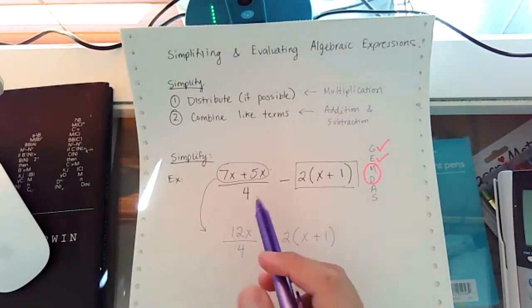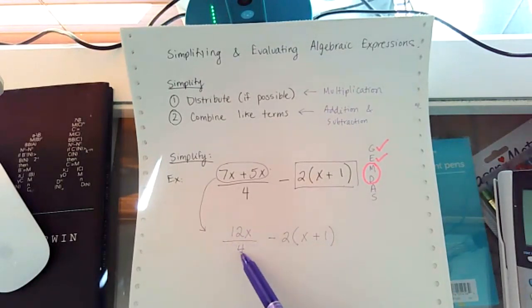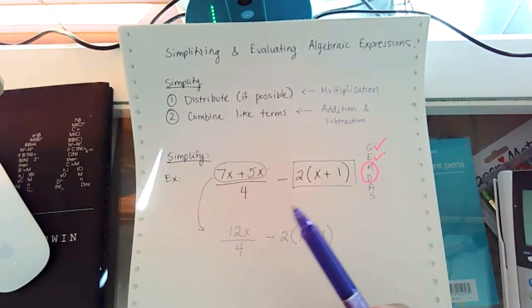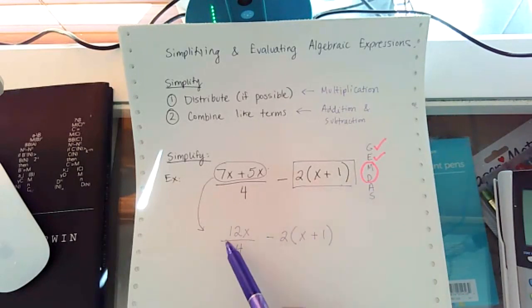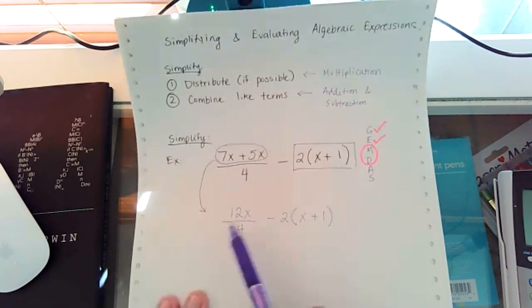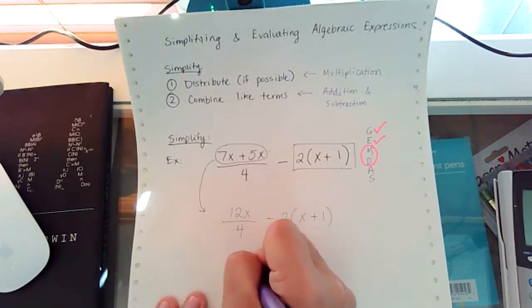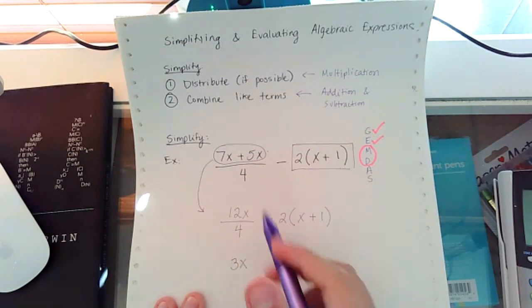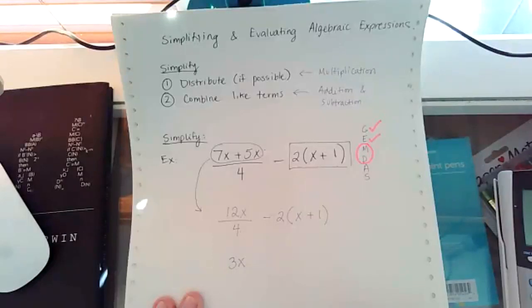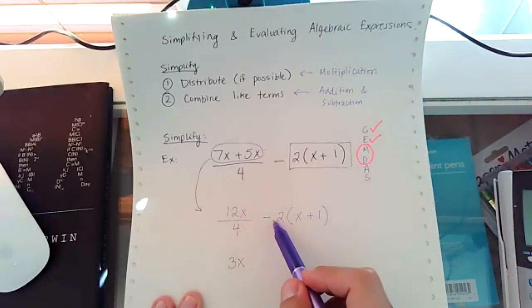And here I have 12x divided by 4, and you might be tempted to think that because I have a variable term divided by a constant term that I can't do that. But here we're going to use the simple analogy that I had 12 apples and I'm dividing it among 4 friends. How many apples should they get? Well, 3. They get 3 apples. So 12x divided by 4 is 3x. Okay, then I can move on and do my multiplication over here.